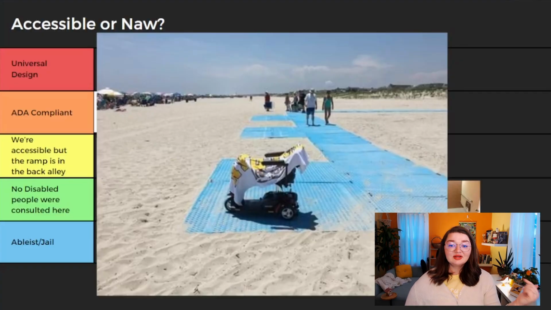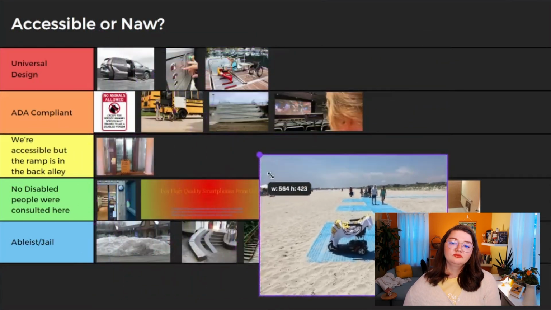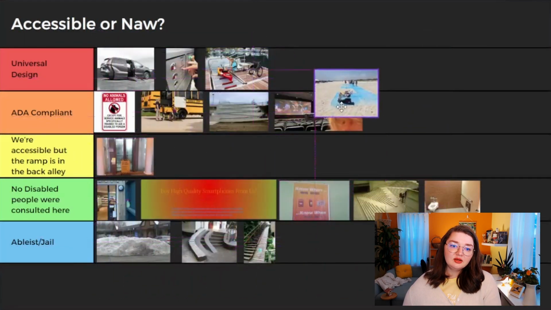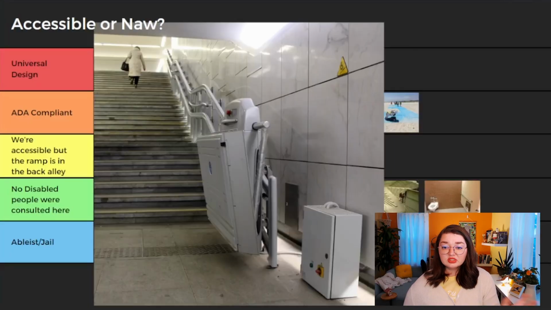I think I want to knock it down to ADA compliant because it doesn't go all the way out to the water. If this is here, you can use it, you can get on the sand, but if you want to go into the ocean with your friends, with your peeps, with your fam, you can't. So we'll put it in ADA compliant because you lost the point for not going all the way. What's next?